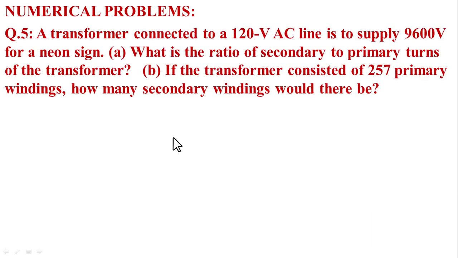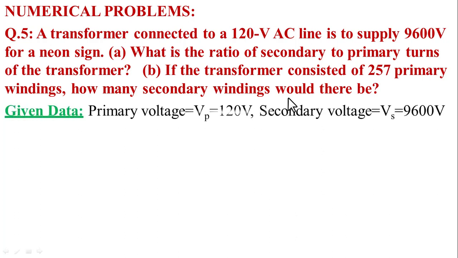Question number 5. Given statement: a transformer is connected to a 120 volt AC line to supply 9600 volt for a neon sign. In part A, what is the ratio of secondary to primary turns of the transformer, and if the transformer consists of 257 primary windings, how many secondary windings are in this?